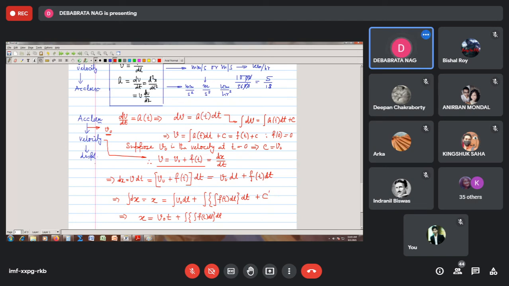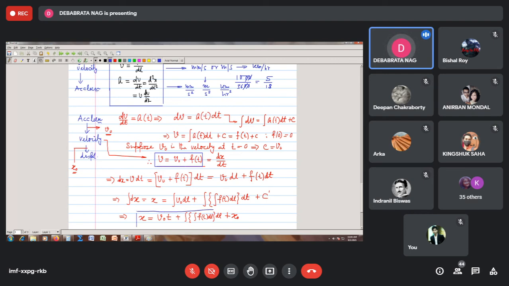So in coming from this velocity to displacement, one more additional information should be known to you, and that is regarding the specification of the initial displacement of the particle. And quite often you see this c prime turns out to be x0. So ultimately what you get is these two equations. One is v equal to v0 plus the integral of f of t, this is one equation, and another equation is this.